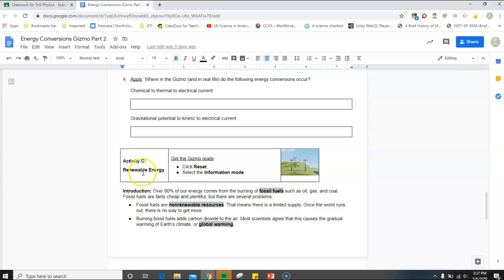Okay, then you'll move on to activity C, which is entitled renewable energy. So you want to reset, make sure that you're in information mode again. This is giving you some information about a non-renewable versus renewable energy source.